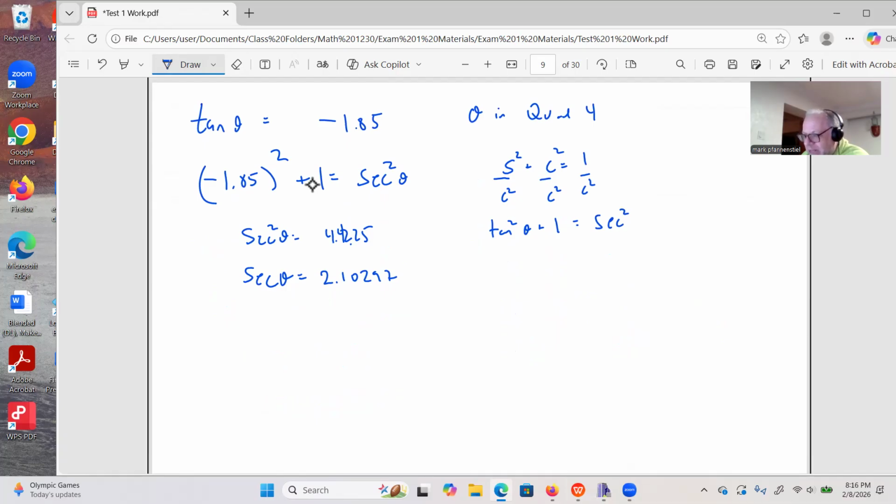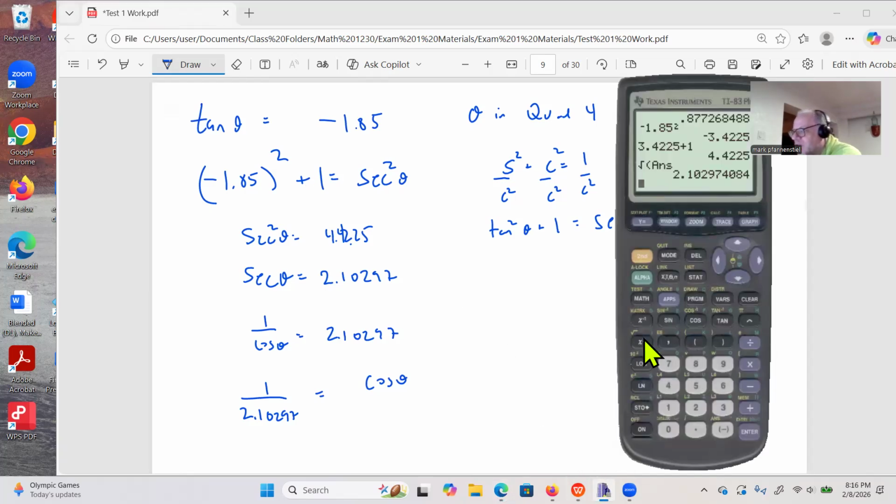Now, I know that secant is actually 1 over cosine is equal to 2.10297 here. All I'm going to do is say that this is 1 divided by 2.10297 is equal to cosine of theta. I just cross multiplied to do this. Okay, so we're just going to take the reciprocal, this guy right here, and then that's going to be our answer. So we're going to say, okay, let's see what happens with this.